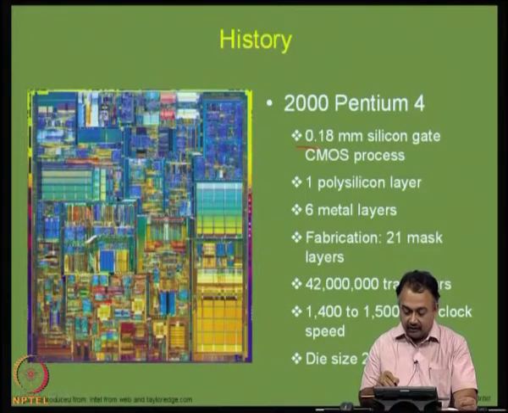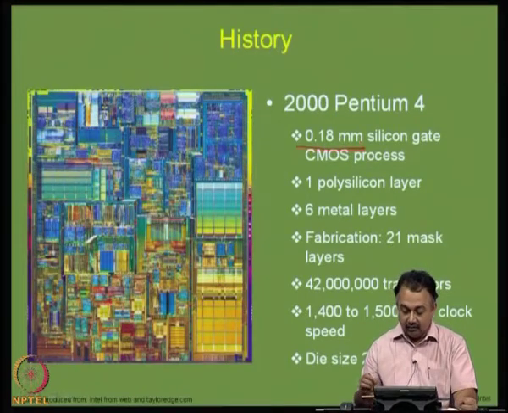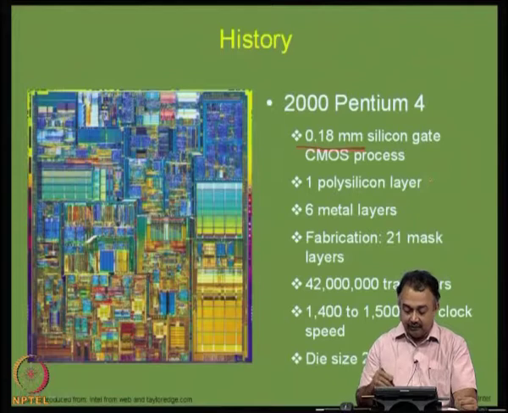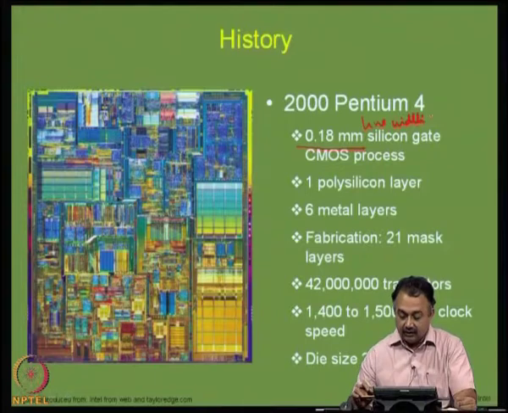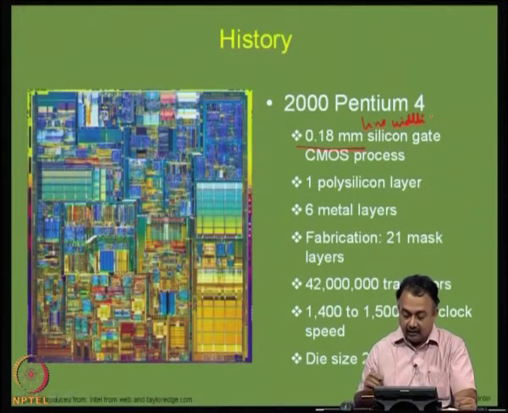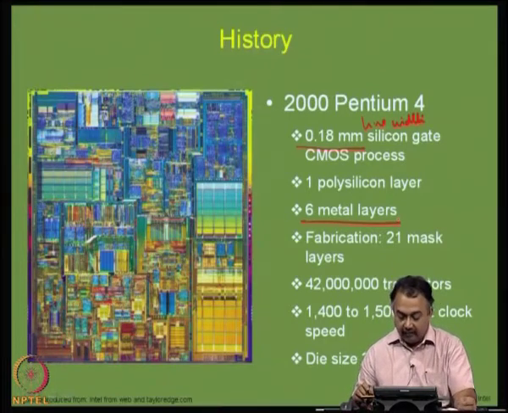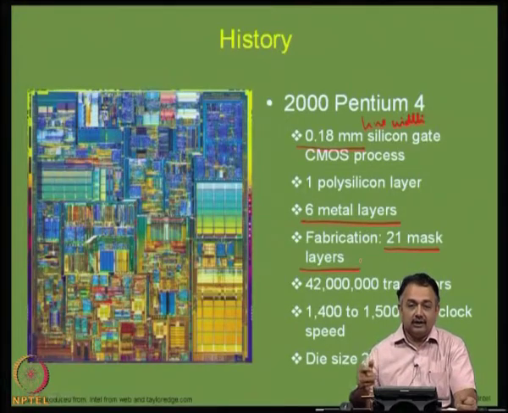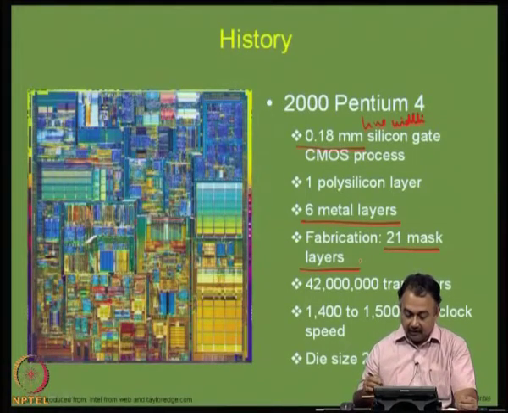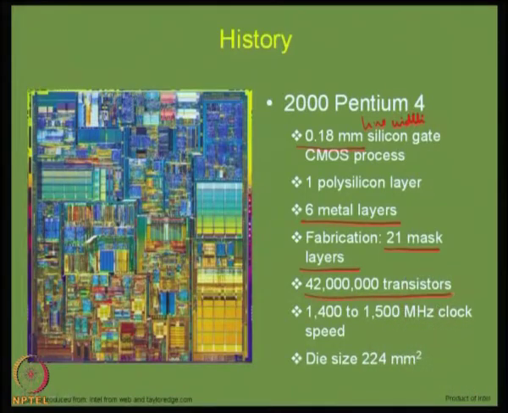If you look at the technology used here, 0.18 mm technology. What do you mean by 0.18 mm technology? That is the line width or pitch, DRAM half pitch, that has been realized using photolithography methods on silicon gate using CMOS process, and it contains 6 metal layers. The fabrication involved 21 mask layers. That means, for photolithography you need to prepare 21 masks that need to be sequentially aligned from one layer to the other without errors, and it contained almost, you can see here, 42 million transistors.